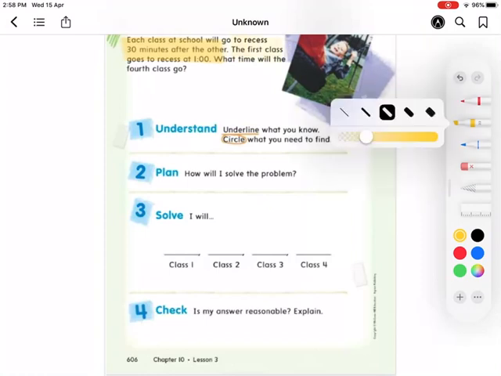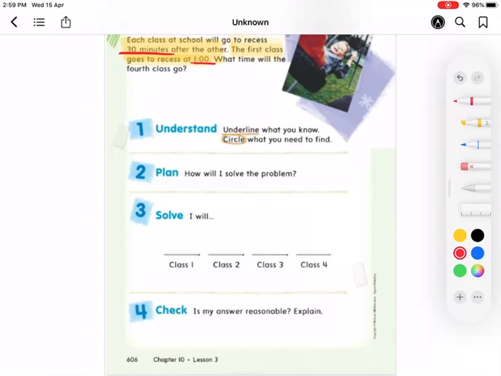And the first class goes to recess at 1 o'clock. So the starting point is 1 o'clock and the pattern is 30 minutes. So we have 4 classes. Can you see? We have 4 classes. If we started at class 1 at 1 o'clock and we are moving 30 minutes, so what will the other classes be?